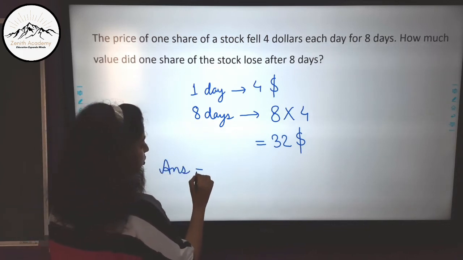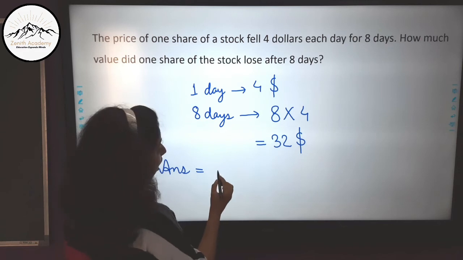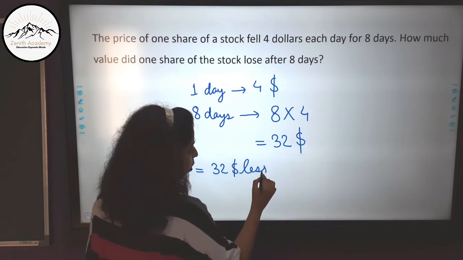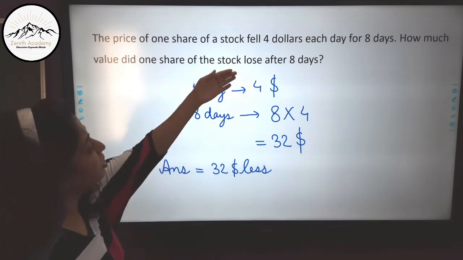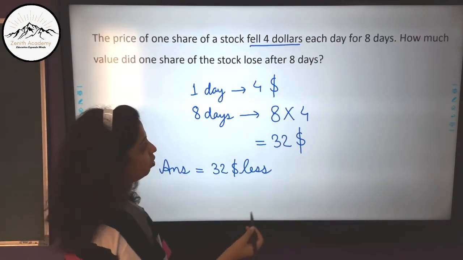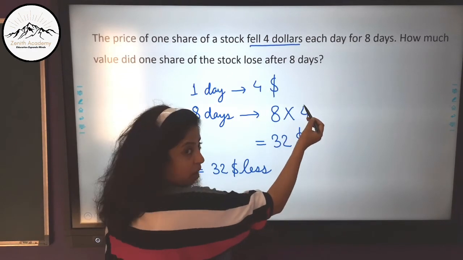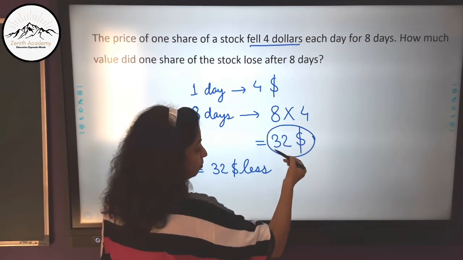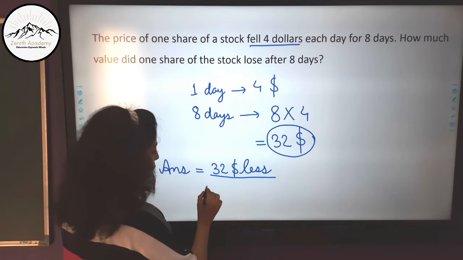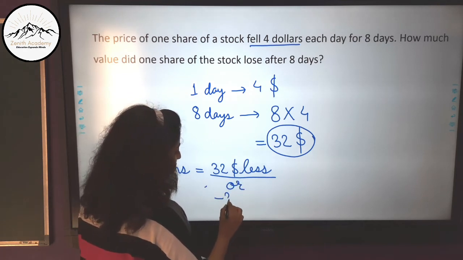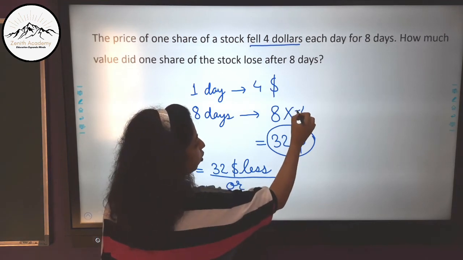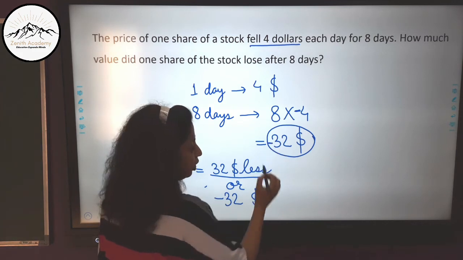Be very careful. So you will have to say now the new cost is $32 less, right, because each day it has fallen by $4. Okay, so when you multiply, it has to be minus 4. So this is the total that has been lost. So you can write $32 less, or you can say minus $32, because every day it has lost $4. So 8 into minus 4 is minus $32.